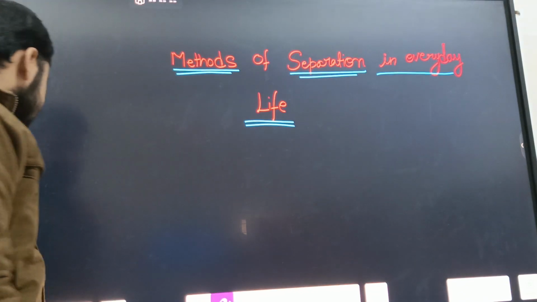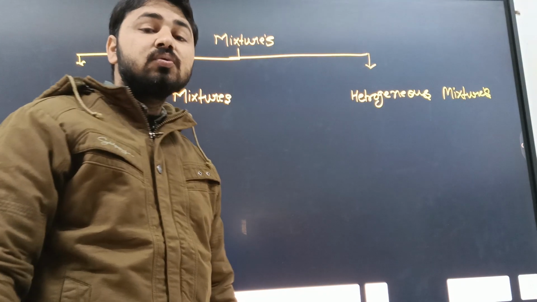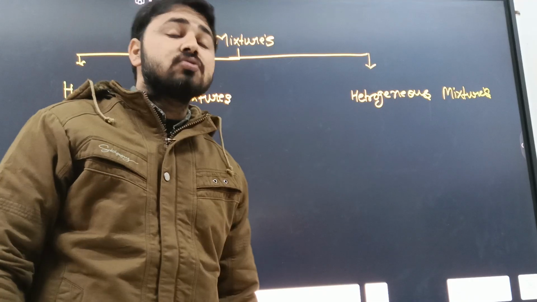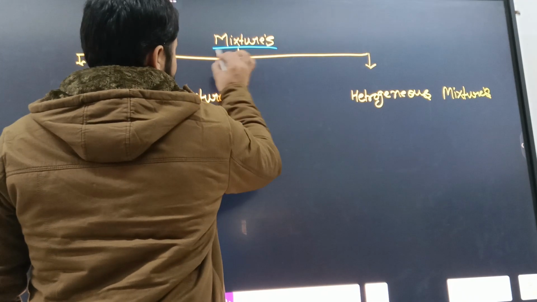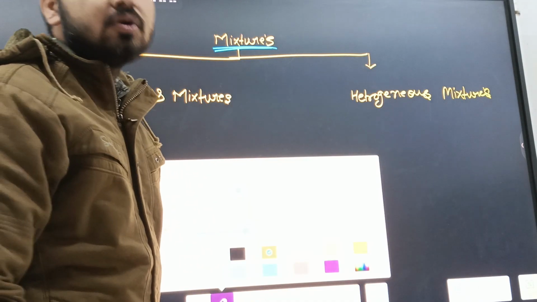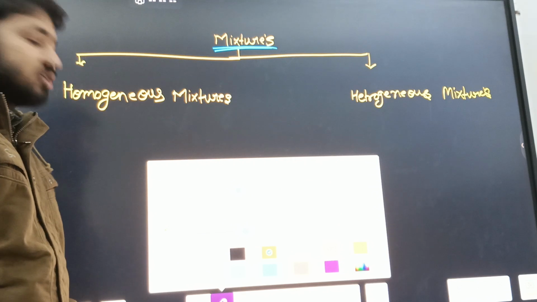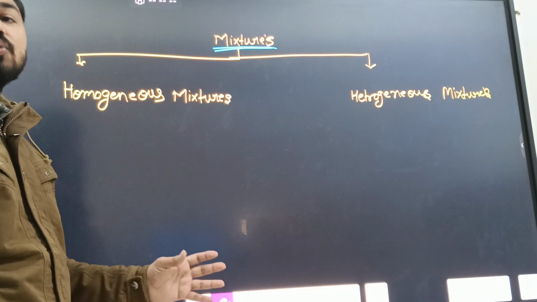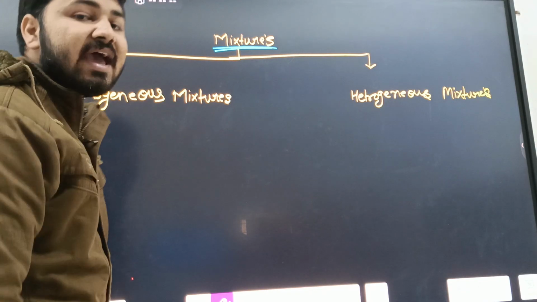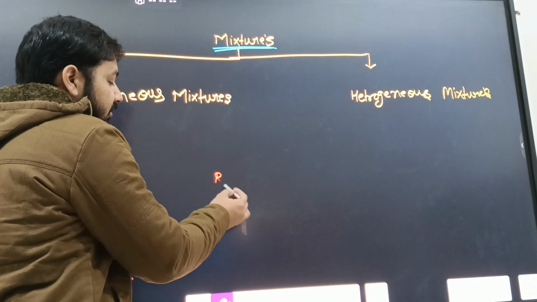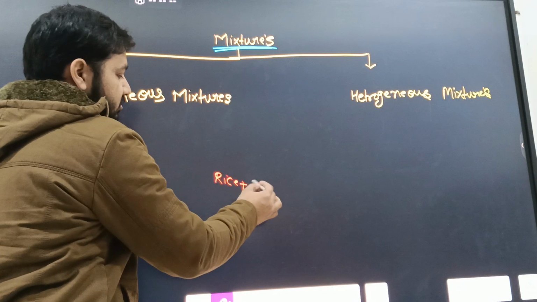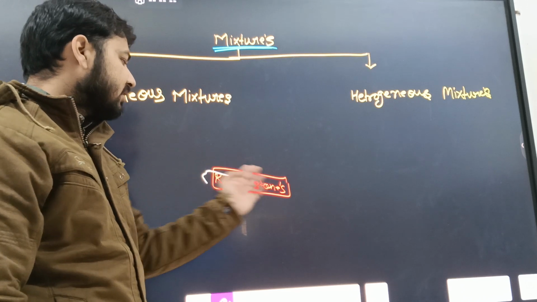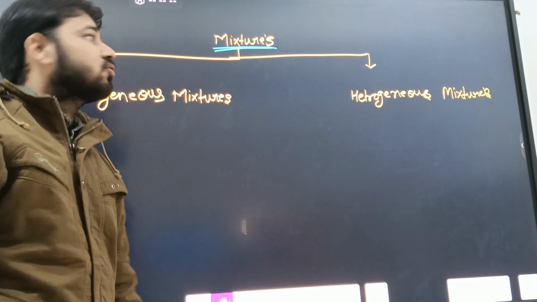First of all, let us discuss mixtures. What is a mixture? If two or more different types of substances combine, they form a mixture. Mixture is when we combine two or more different types of things, like rice plus stones. Rice plus stone is a mixture. We can separate this by some different processes. Later we will discuss that. First of all, mixtures.